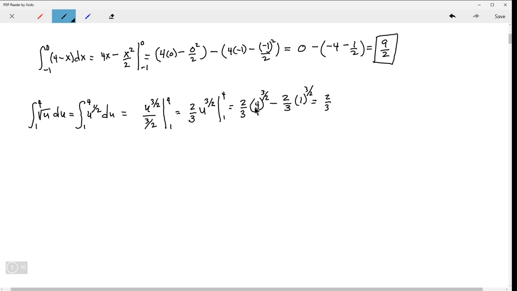So we've got 2/3. The 2 on the bottom here means the square root. So the square root of 4 is 2. And 2 to the 3rd power is 8. So that's going to be times 8. Minus 1 to any power is just 1. So that's going to be 2/3. So that is going to be 16/3 minus 2/3. And look at that, we have a common denominator already. So 14/3, or its decimal equivalent.